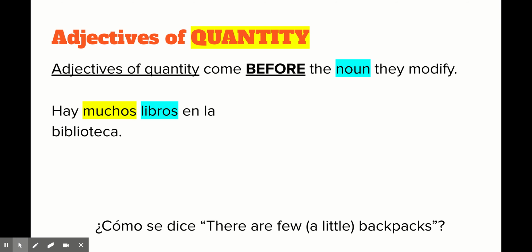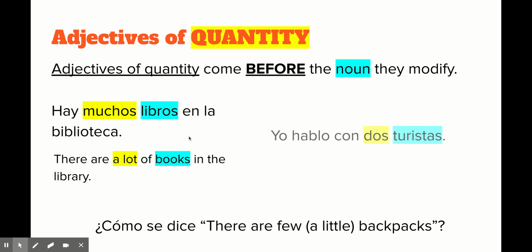Also, on this note, guys, the word of, we do not need to literally translate here. The word muchos implies of, okay? Hay muchos libros en la biblioteca. There are a lot of books in the library. The adjective is coming before the noun. Another one. Yo hablo con dos turistas. I speak with two tourists, right? Two. How many? Quantity, two. If it's an adjective of quantity, it'll come before the noun. The noun in this case being tourists.